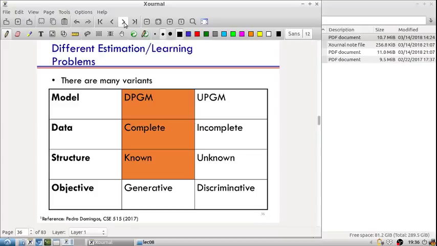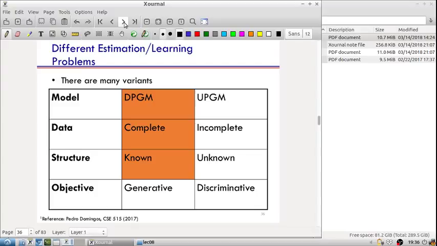Is the problem setting clear? I'm in the directed graph model setting, in the sense that I have a joint distribution. I know its graph, and I have all the data corresponding to all the random variables that are present in that joint distribution. So there's nothing hidden here. Given this, can you tell me what the parameters of the joint distribution are?